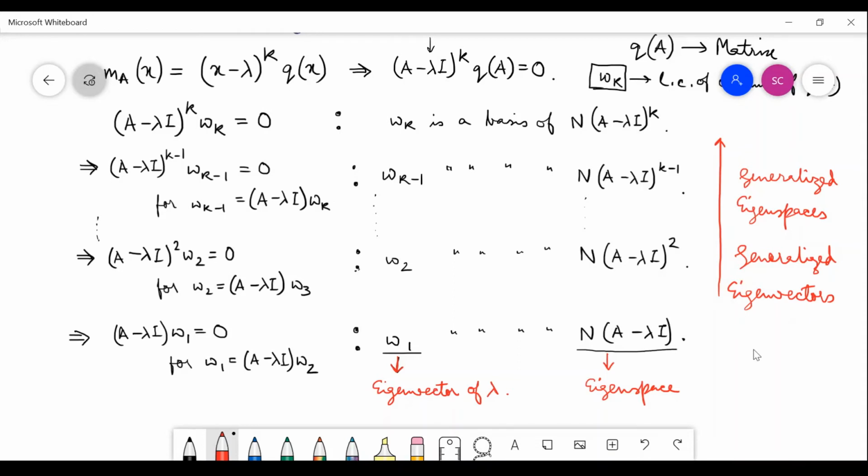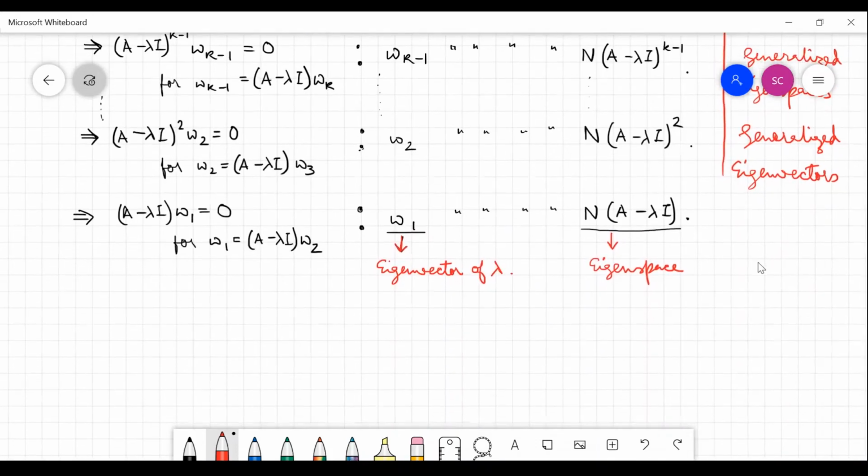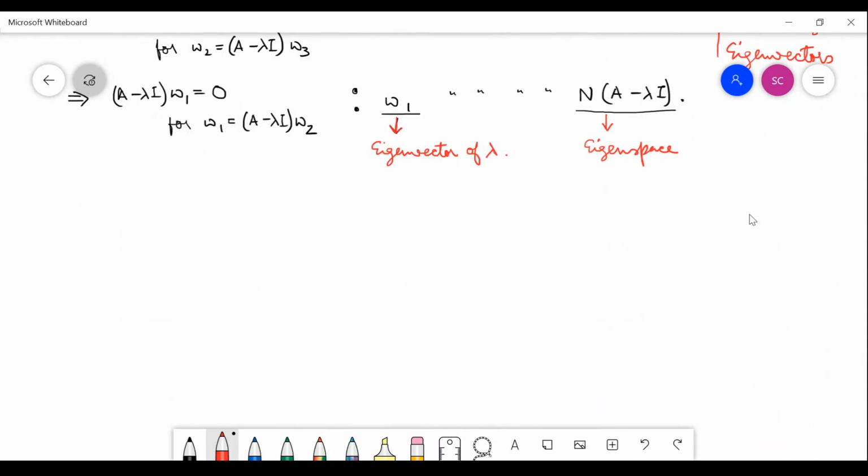This is a statement I am throwing in the air, but it is also very easily provable. What I need to prove is that if I stack these vectors omega 1 to omega k and form a matrix M, then AM would be MJ, where J has the Jordan form. Let us see how this is possible. So we have this series of vectors omega 1 to omega k, and what we have seen is this.